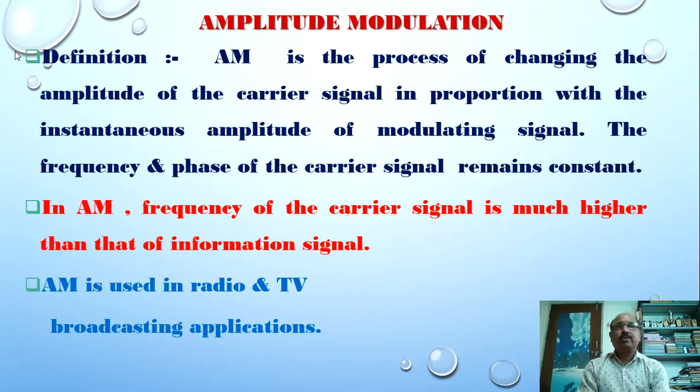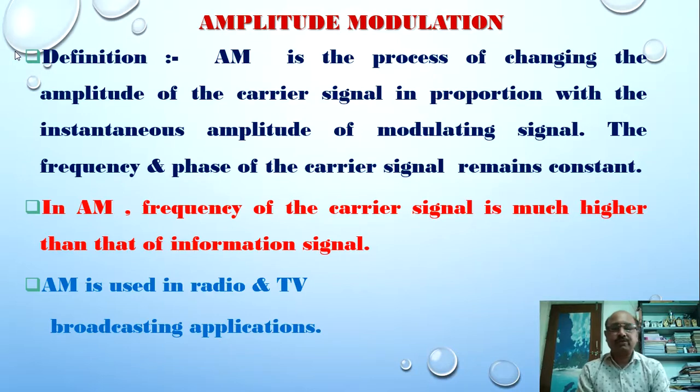So we will see one by one the different types of modulation systems, their definitions, as well as different waveforms. First one is amplitude modulation. What is meant by amplitude modulation? That is an analog type of modulation. Analog modulation can be divided into three categories, that is amplitude modulation, angle modulation, and pulse analog modulation.